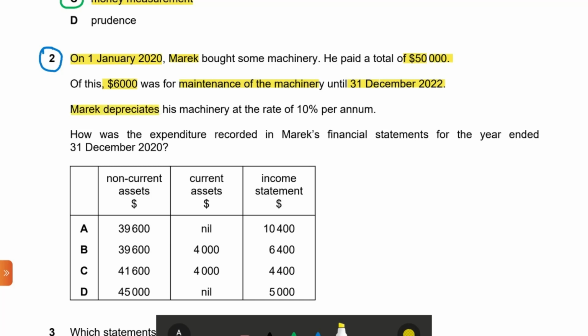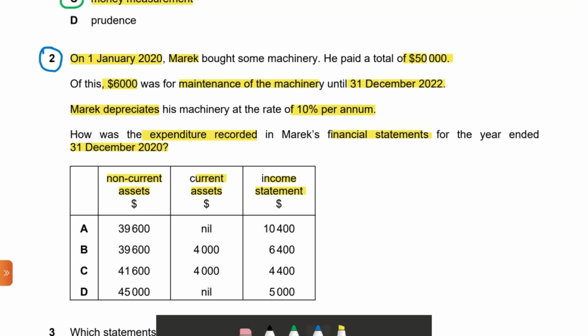Marik depreciates the machinery at the rate of 10% per annum, meaning per year. Here the depreciation method is not mentioned, so we take the straight line method. How was the expenditure recorded in Marik's financial statement for the year ended 31st December 2020? So in the year 2020, how was this expenditure recorded? They are asking non-current asset, current asset, income statement.